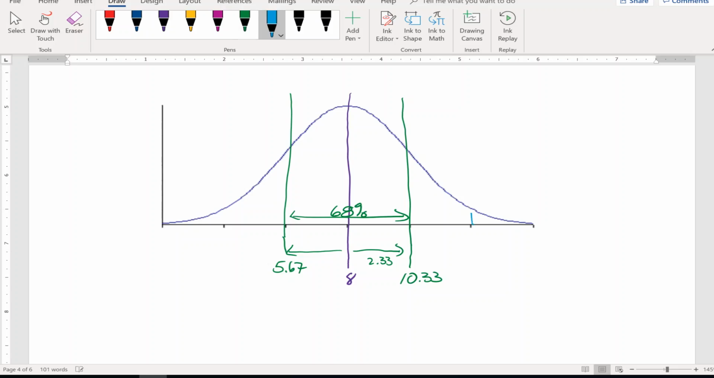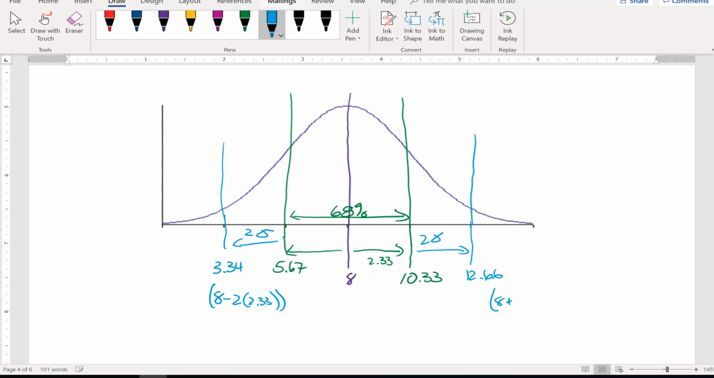Let's look at the next interval. So this is 2 standard deviations now. We're 2 standard deviations from the mean. And this value would be 12.66. And on this side, again, this is 2 standard deviations. And this value here would be 3.34. And we get this, remember, by taking 8 minus 2 times 2.33. That's 2 standard deviations away. Similarly, for this value, this is 8 plus our 2 standard deviations.